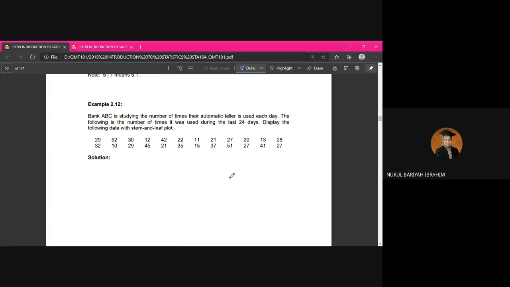Okay, let's try this. Bank ABC is studying the number of times their automatic teller is used each day. Okay, the following is the number of times it was used during the last 24 days. Display the following data with a stem and leaf plot. Okay, so you need to divide into stem and leaf.